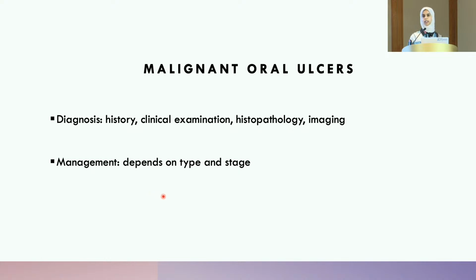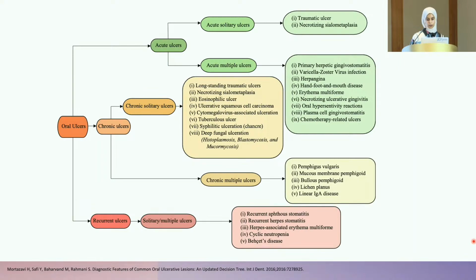It depends on things like the type and the stage of the cancer. So to wrap things up, this is a really nice decision tree which can help you come up with your differential diagnosis whenever a patient comes to you with oral ulcerations. So remember, before you start coming up with your differential diagnosis, there are key pieces of information that you need during your history taking that will facilitate you coming up with your diagnosis.